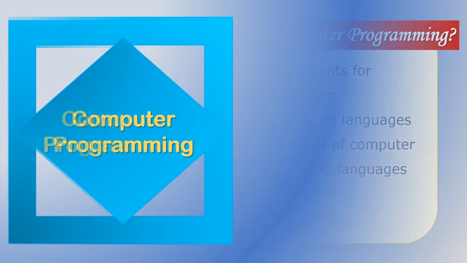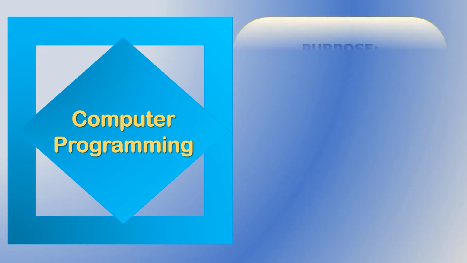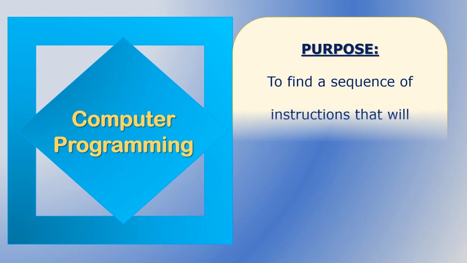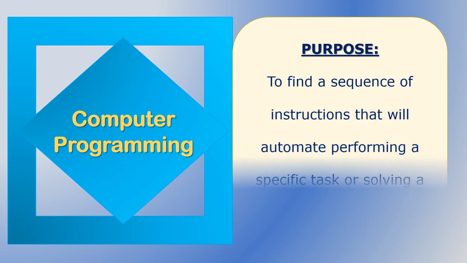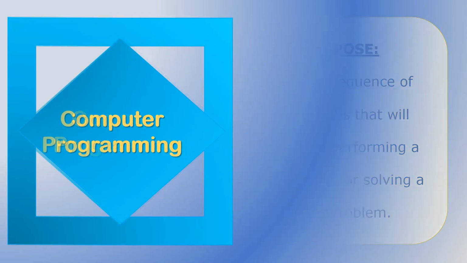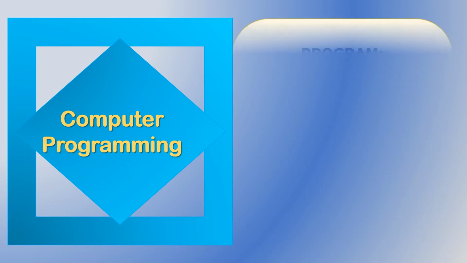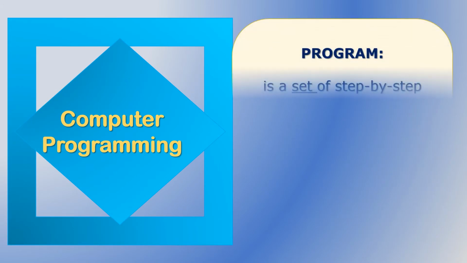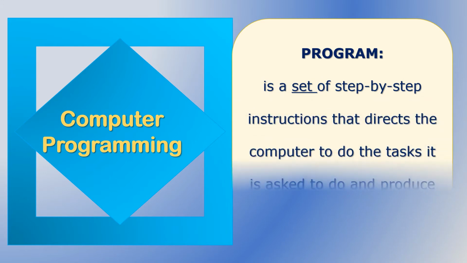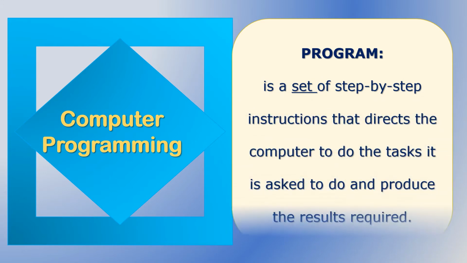The purpose of computer programming is to find a sequence of instructions that will automate performing a specific task or solving a given problem. A program is a set of step-by-step instructions that directs the computer to do the task it is asked to do and produce the results required.